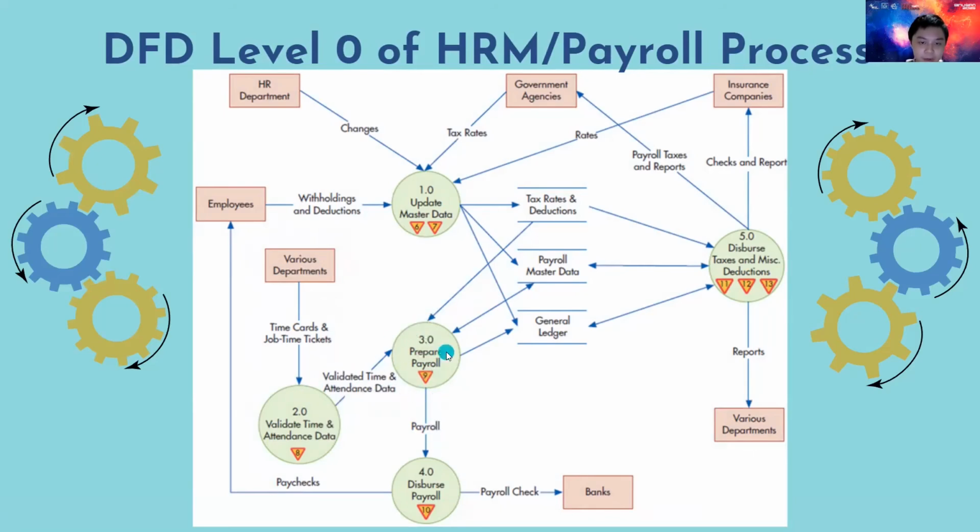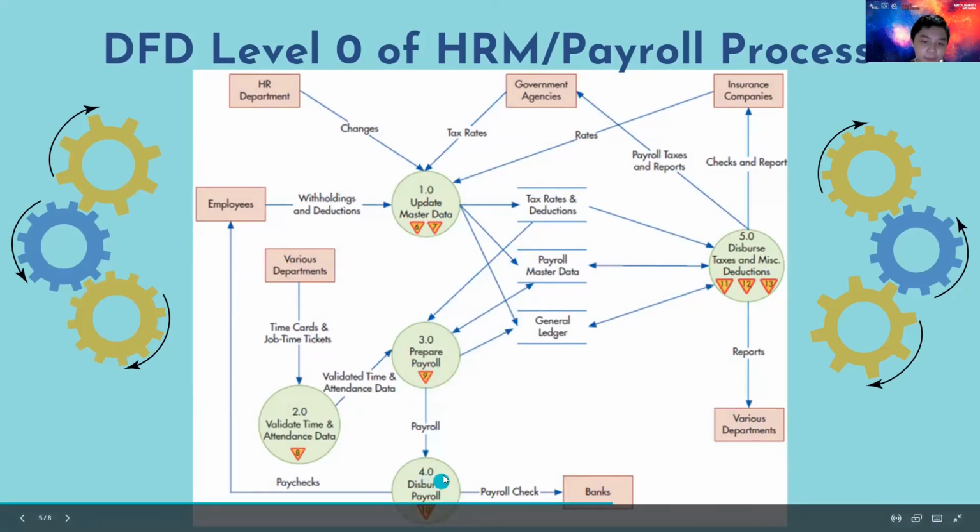And then prepare payroll also receives from the data stores, from these three data stores. They are connected to each other, and as you can see here, the payroll master data is also connected. And then the 3.0 will give payroll to 4.0, and then 4.0 gives a paycheck as an output to employees. And finally, 4.0 will give payroll check as an output to the data destination banks, and so on like that.